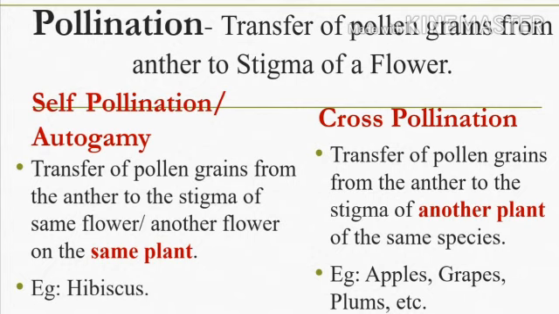Then cross-pollination. Here, there is transfer of pollen grains from the anther to the stigma of another plant, but it should be of the same species. The species should be the same, but the plant will be another. That is cross-pollination. It is found in plants like apples, grapes, plums, etc. So this is pollination and its types.